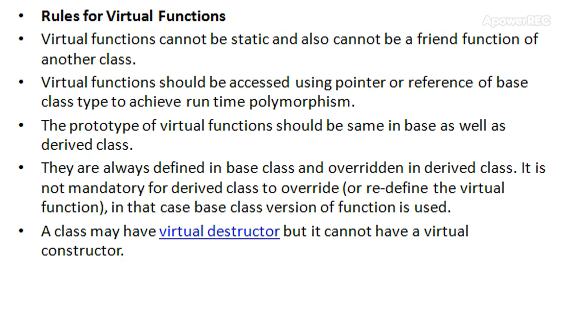Now the second one is it is always accessed by the base class pointer. You cannot achieve runtime polymorphism without a base class pointer. So it is mandatory for everyone implementing runtime polymorphism to implement it through virtual functions and a base class pointer.